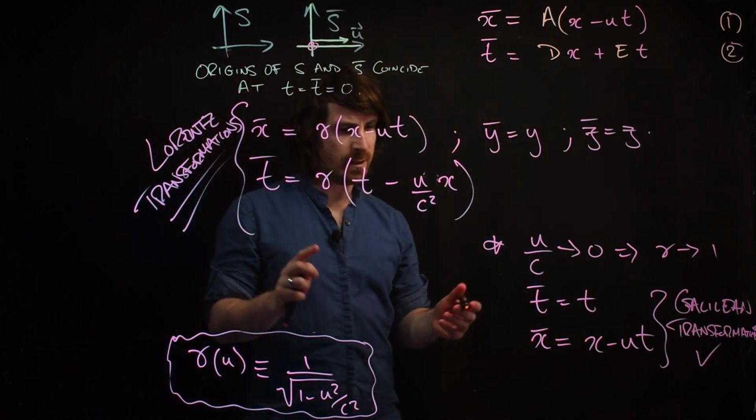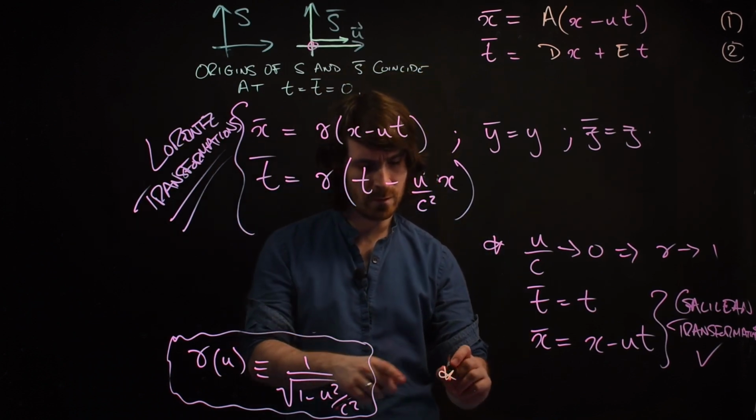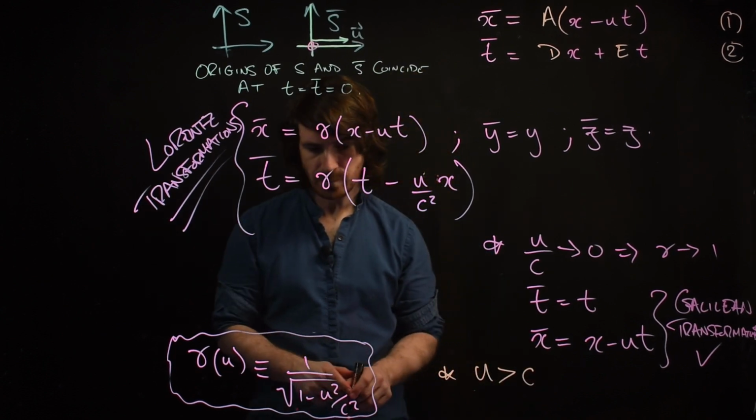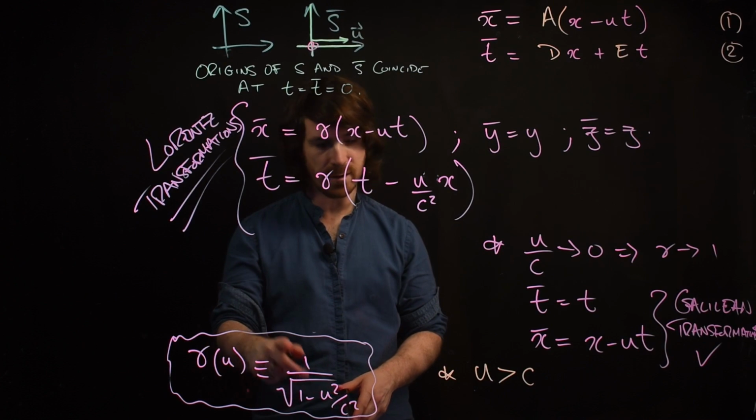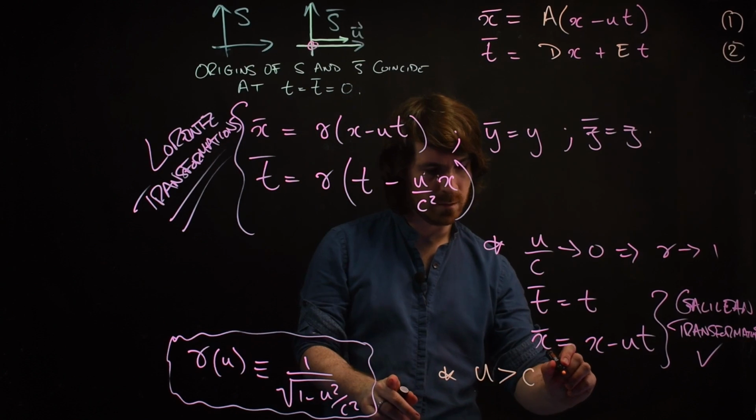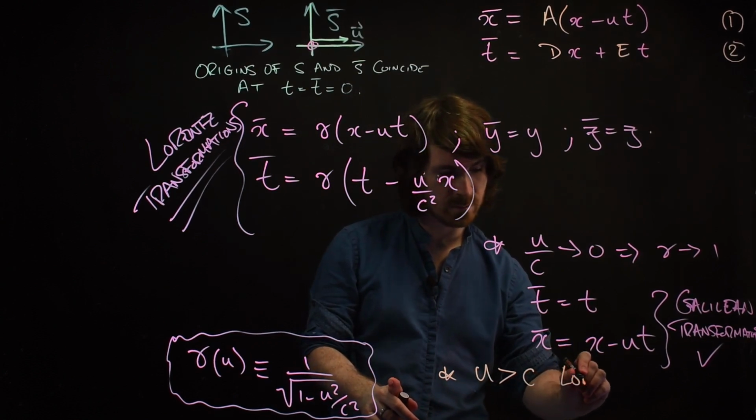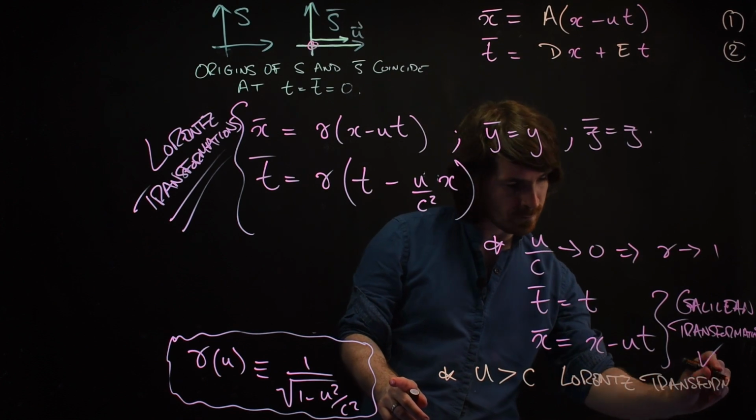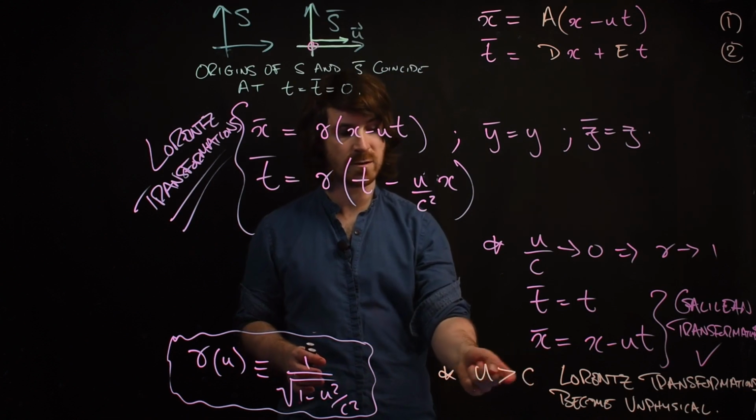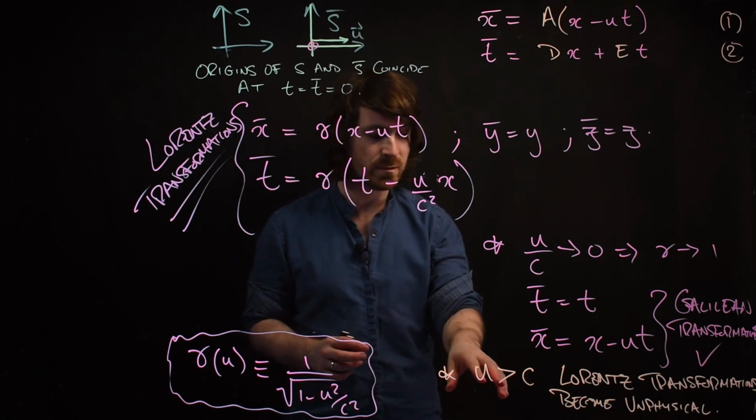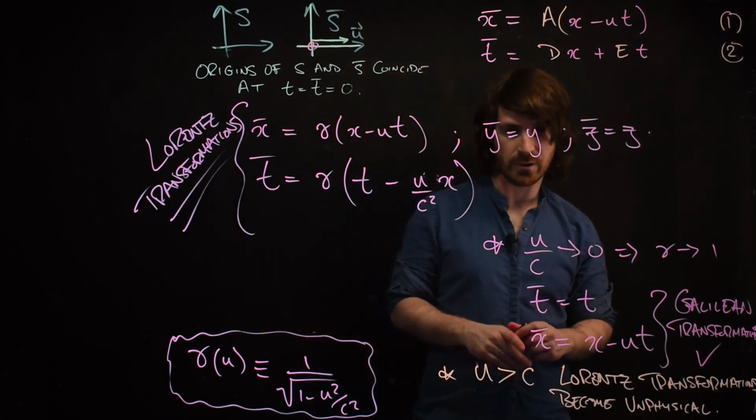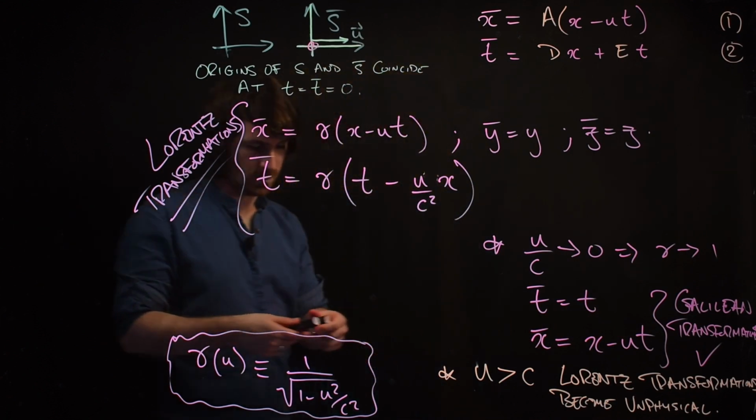And then we note something else. We note that if u is greater than c, then this thing, gamma, becomes imaginary, and these equations become unphysical. So the Lorentz transformations become unphysical. So we have a speed limit, and it's given by the speed of light, and anything that travels faster than that doesn't belong in our physical universe, certainly the one that we experience.